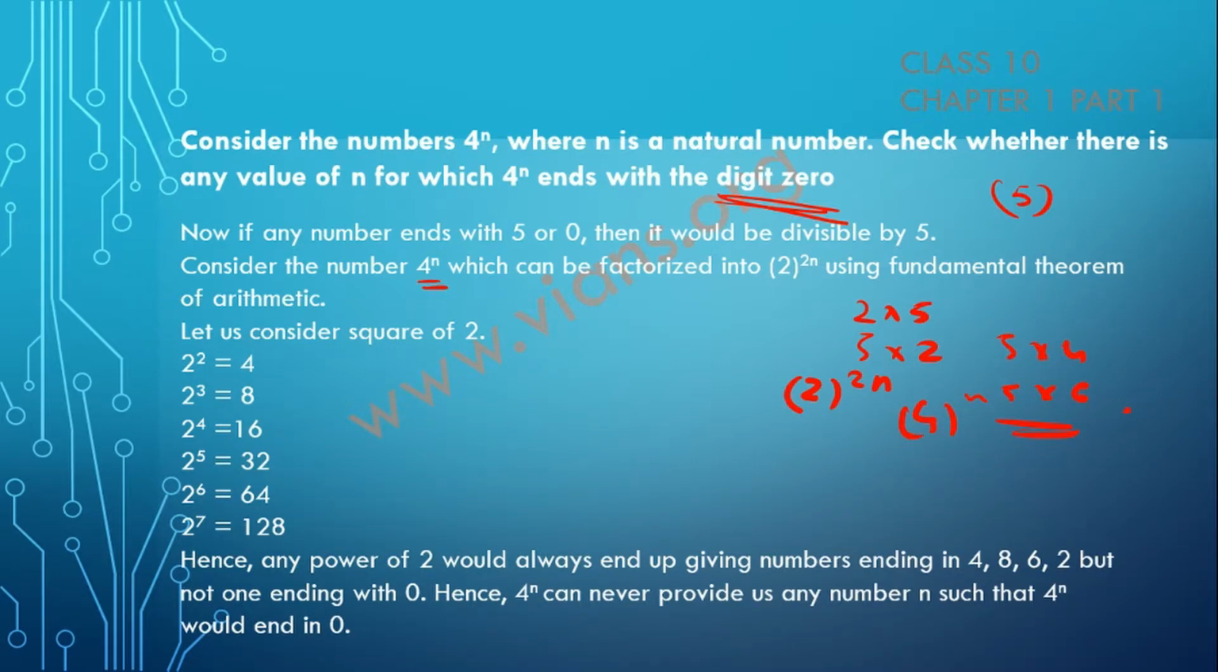Now, since it's 4 raised to n, it has to be 2 raised to 2n. So 2 squared is 4, 2 cubed is 8, 2 to the 4 is 16, 2 to the 5 is 32, 2 to the 6. Irrespective of what your n is, and it could even be 0, 2 raised to 0 is 1.